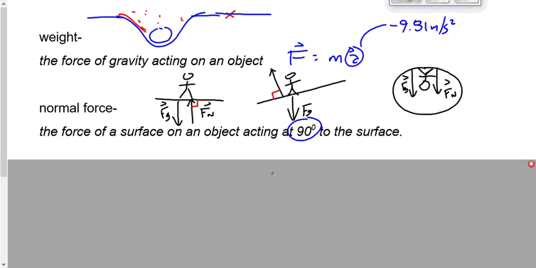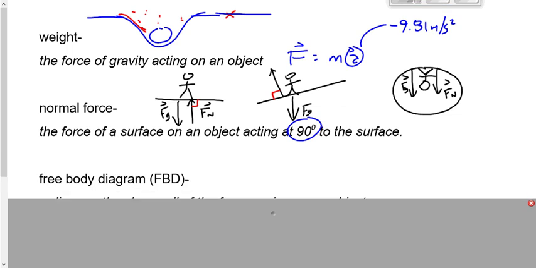Now, let's define another term. This isn't a force per se, but this is a way of putting forces together. We're going to call it a free body diagram. We're going to abbreviate it by FBD. A free body diagram, or FBD, shows all of the forces that act on an object.